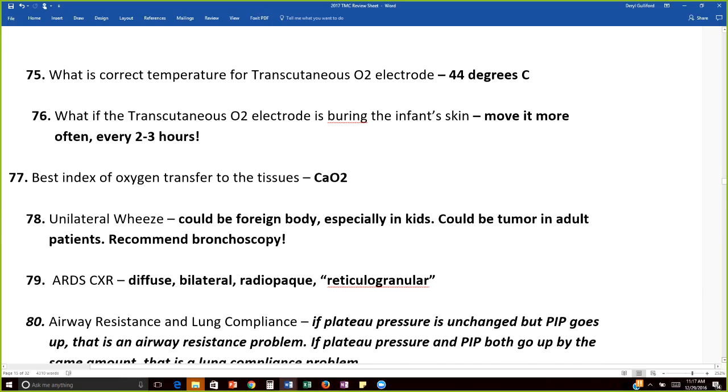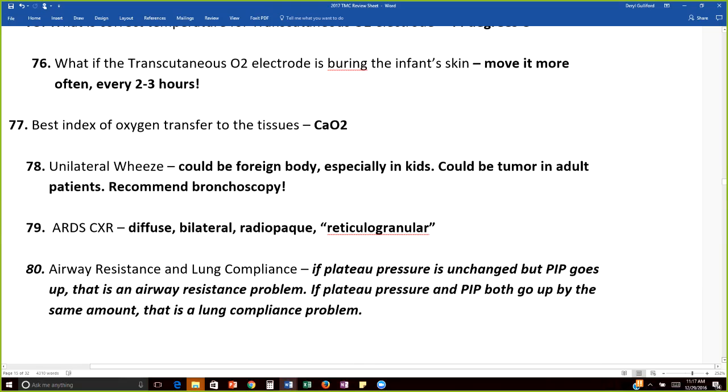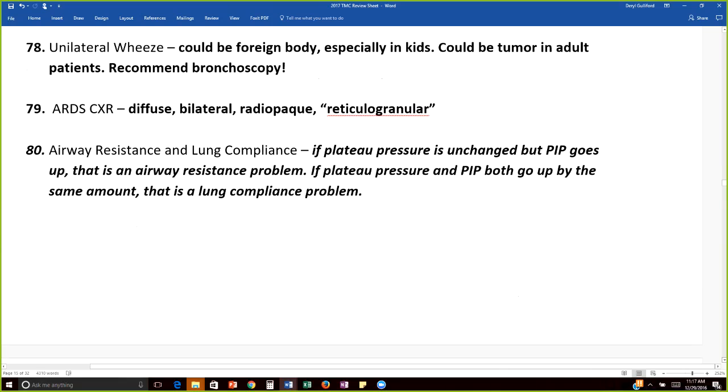Okay. Let's move on down here to wheezing, unilateral wheezes. This could be a foreign body, especially in kids. Could be tumor in adult patients. You would certainly recommend a bronchoscopy if you had a unilateral wheeze in a patient.